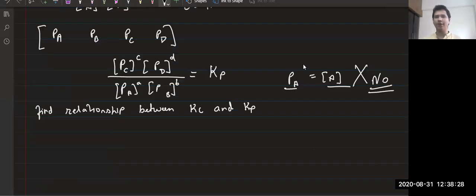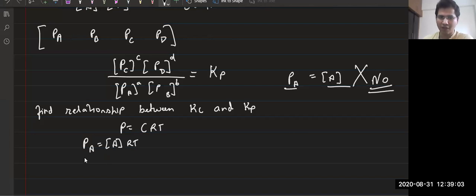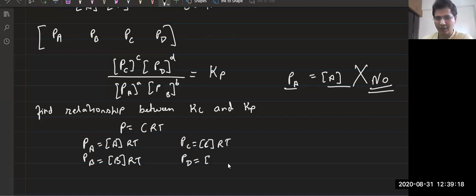We'll start with the relationship between pressure and concentration. Tell me, what is the relationship between pressure and concentration? How many of you remember this? P is equal to CRT. Everyone remember this? So can I say that the partial pressure of A is equal to the concentration of A into RT? In the same way, the partial pressure of B is equal to the concentration of B into RT, the partial pressure of C is equal to the concentration of C into RT, and the partial pressure of D is equal to the concentration of D into RT. Yes or no? Everyone agree with this?